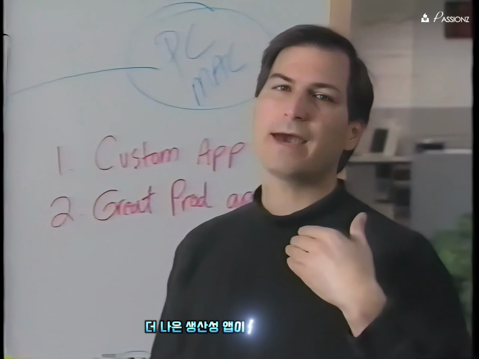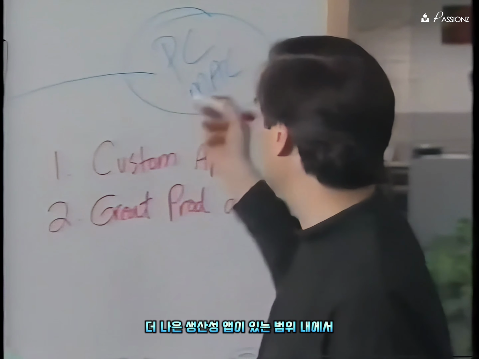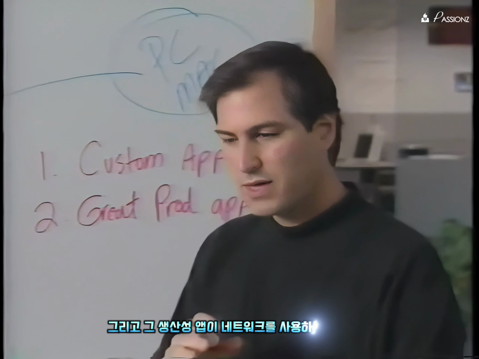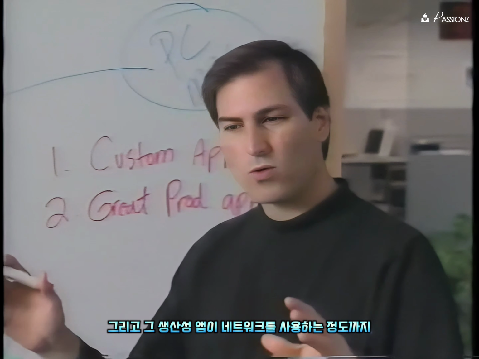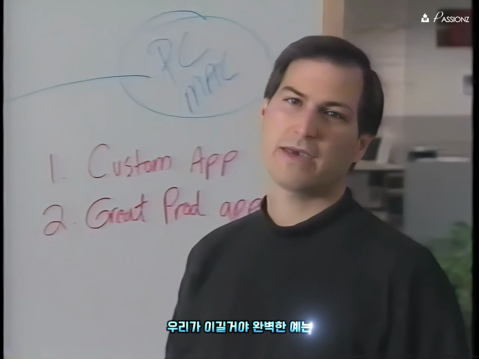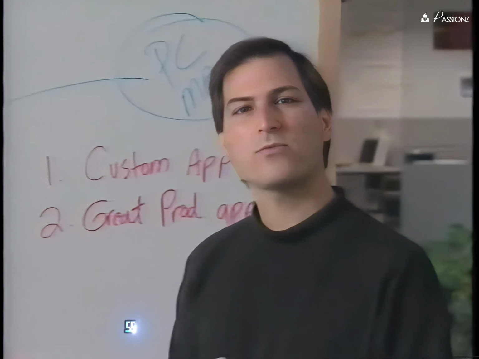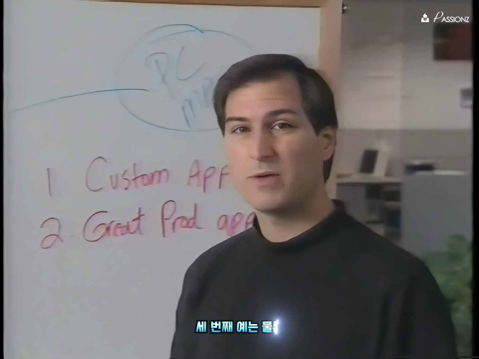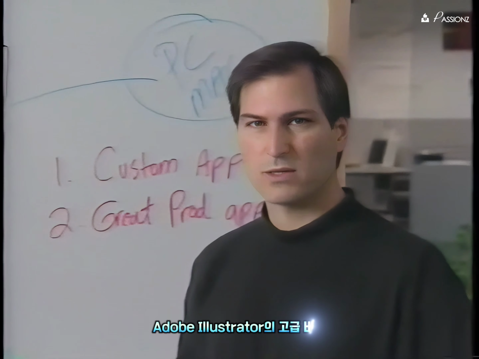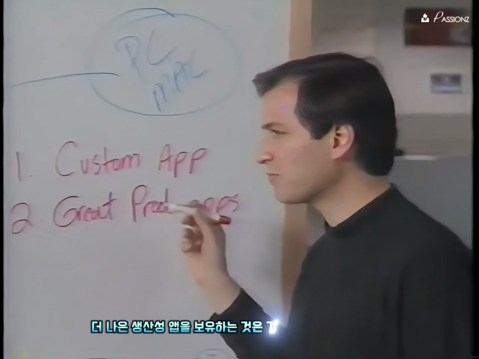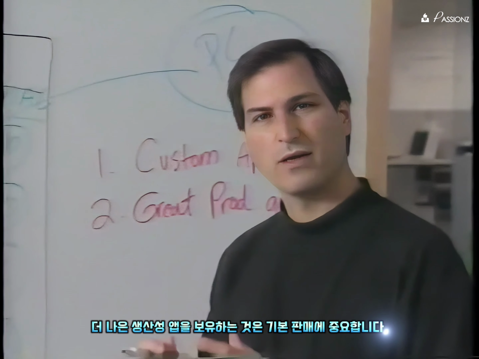To the extent that we have even better productivity apps than are available on PCs, and to the extent that those productivity apps use the network so they can tie people together, we're going to win. Perfect example is, of course, Lotus Improv. Another example is full WYSIWYG WordPerfect. A third example will be, of course, our advanced version of Adobe Illustrator that ships in the next 60 days. So having better productivity apps will be important to the primary sale.